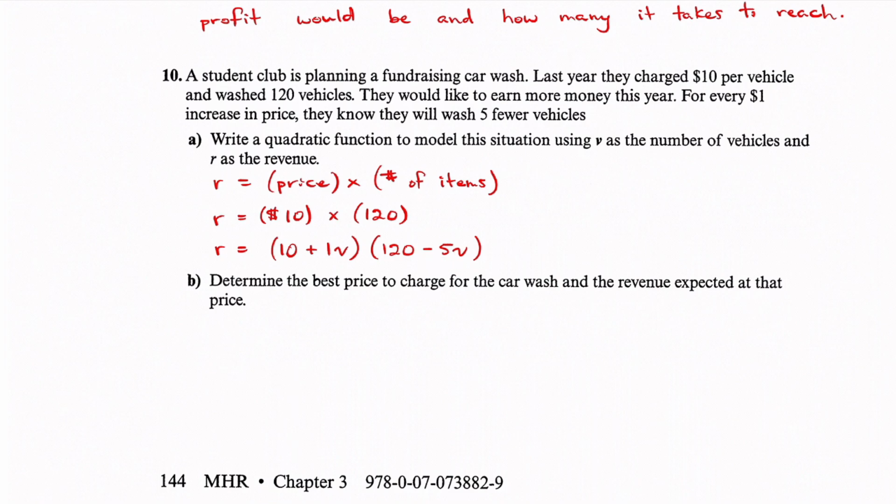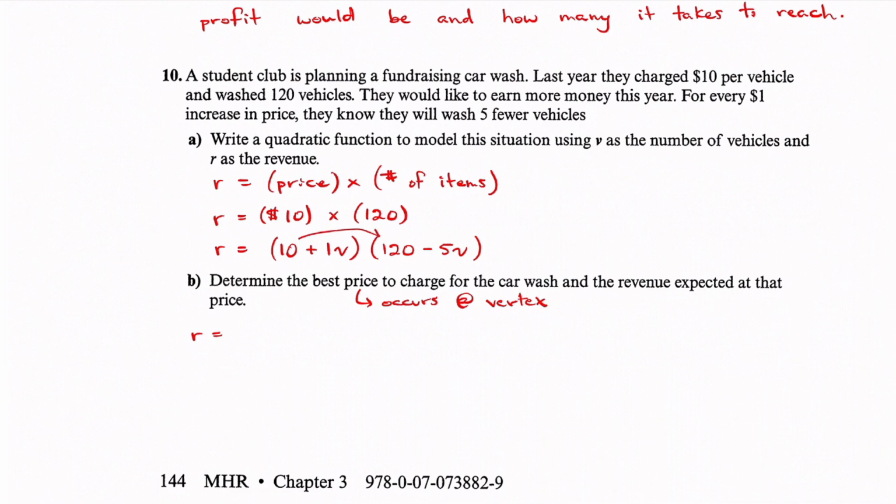On to part B, it says determine the best price to charge for the car wash and the revenue expected at that price. So the best price is always going to occur at the vertex. We did that in our last lesson. Okay, so to find the vertex, we need to take this right here and convert that into vertex form. In vertex form, the way we did that was we completed the square. So we start with this, change it to standard form, and then go from standard form to vertex form. So I'm first going to FOIL everything out.